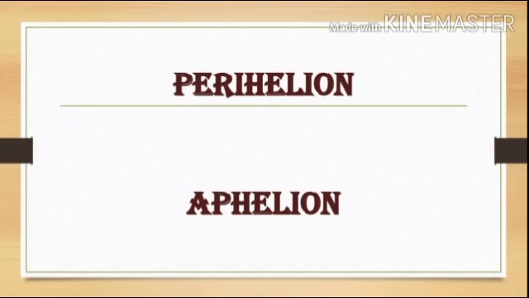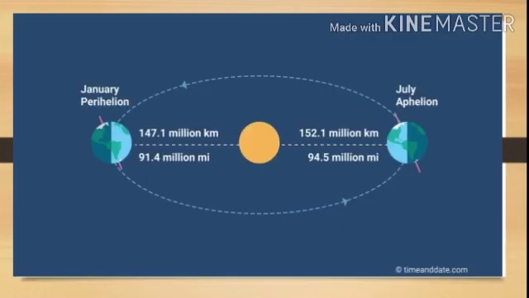Perihelion and aphelion position of the earth. The path of the revolution of the earth around the sun is elliptical. Elliptical means oval. The sun is at one of the two centers of the ellipse. The sun does not change its position. As the earth moves in an ellipse, its distance from the sun does not remain the same.